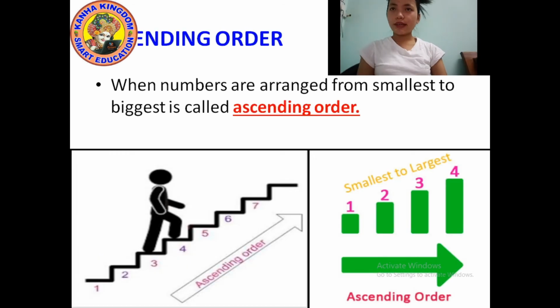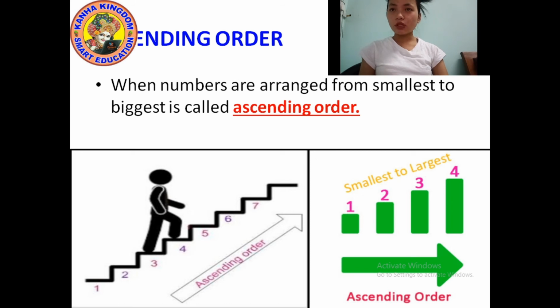Now we are going to learn about ascending order. That is the first type of ordering of numbers, right? When numbers are arranged from smallest to biggest, it is called ascending order. If the numbers are arranged from smallest to biggest, then they are said to be in ascending order. This arrangement is called ascending arrangement or ascending order.